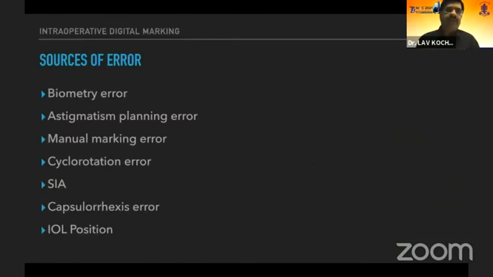Now, sources of error, what we can have is either a biometry error, astigmatism planning error. Manual marking was a big handicap till we have the digital marker, cyclorotation while doing the marking. Surgical induced astigmatism, it is all personalized, if all of us have to get it calculated for our own surgeries. Size of capsular axis is again an important part of the planning, and position of the IOL.